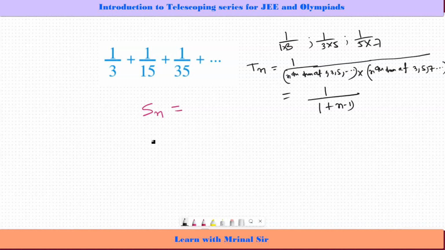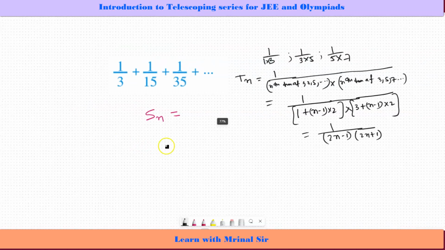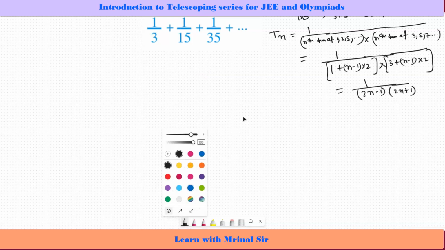1 plus n minus 1 into 2, multiplied by 3 plus n minus 1 into 2, because common difference is 2 only. So it is 1 by 2n minus 1 multiplied by 2n plus 1. Some of you will be able to determine just by observing the terms. Their difference is 2, so we will be writing 2n minus 1, 2n plus 1 only. Okay. Now we got Tn equal to this.